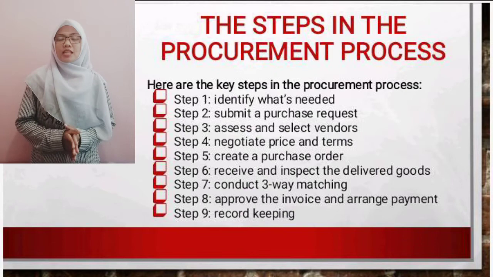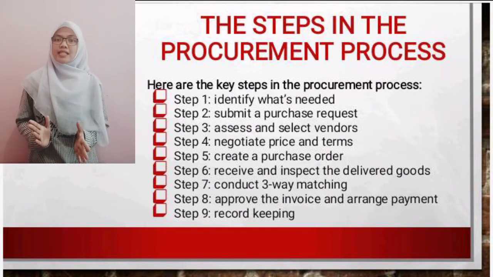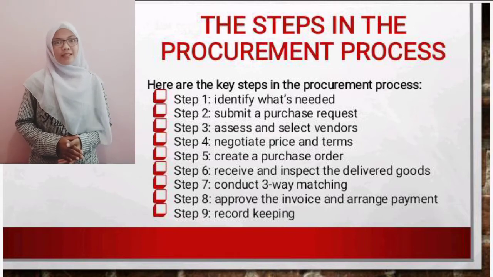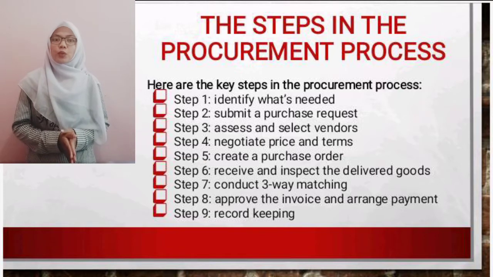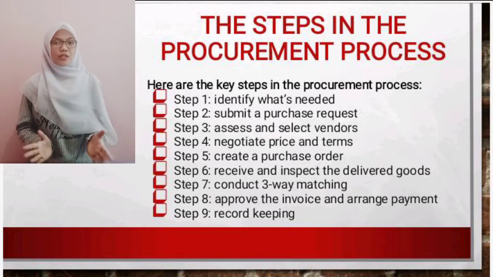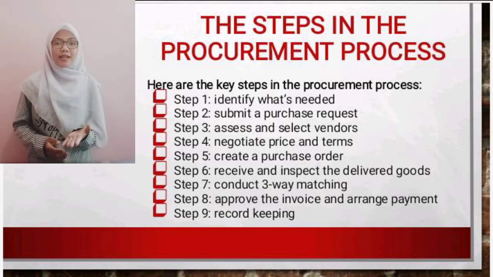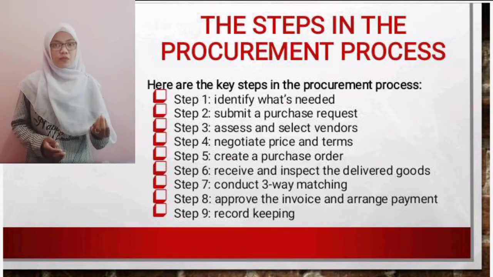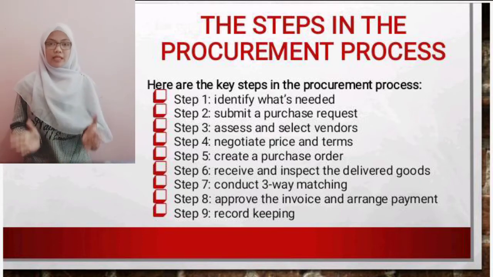Here are the key steps in the procurement process. Step 1. Identify what's needed. The first stage in the procurement process is recognizing the need for a product. Step 2. Submit a purchase request. The individual needing the purchase submits a purchase request to the company, usually via the company's procurement software. Step 3. Assess and select vendors. Once a supplier is chosen, companies should develop that relationship over time to establish the best value, get the best price, and save time on their future procurement activities.